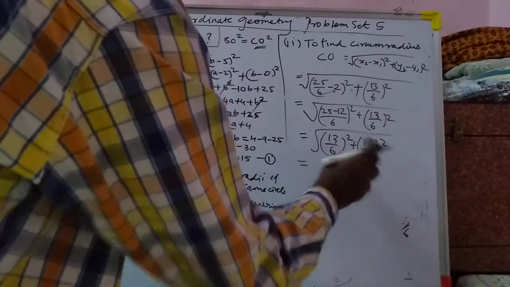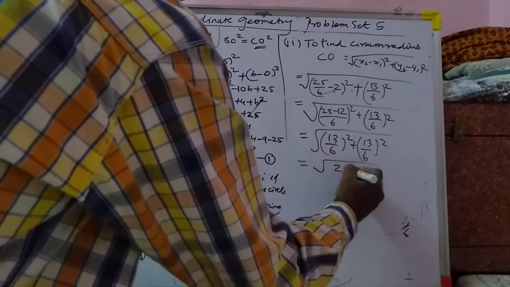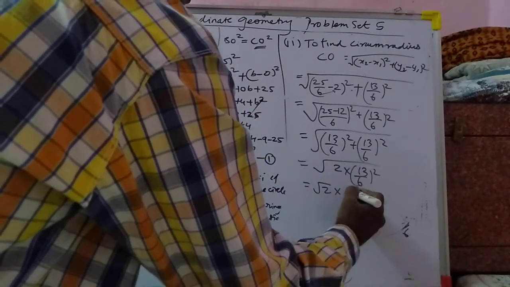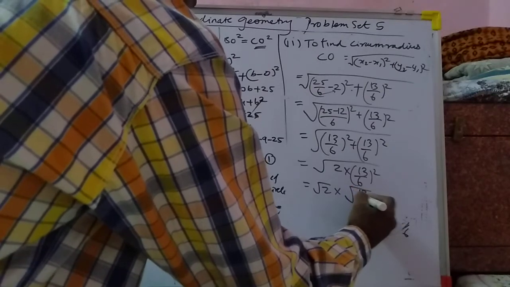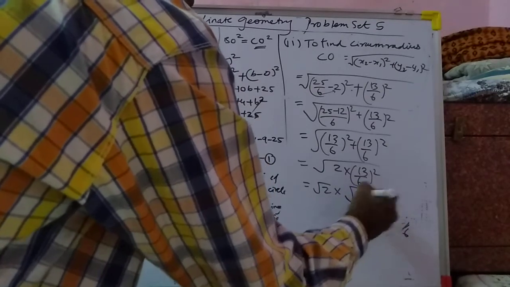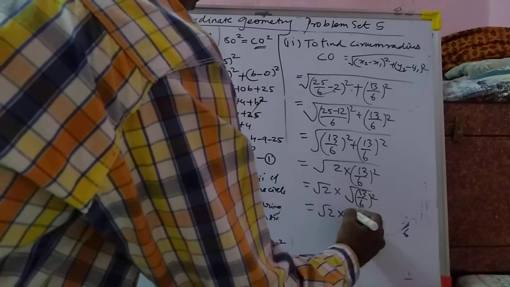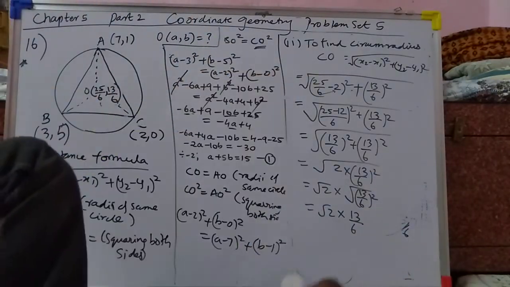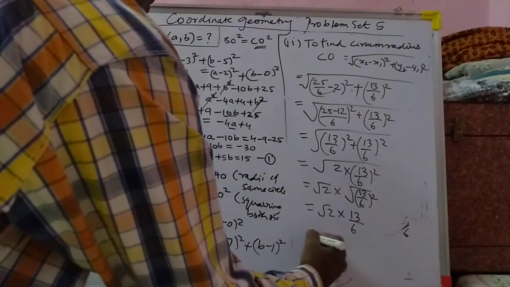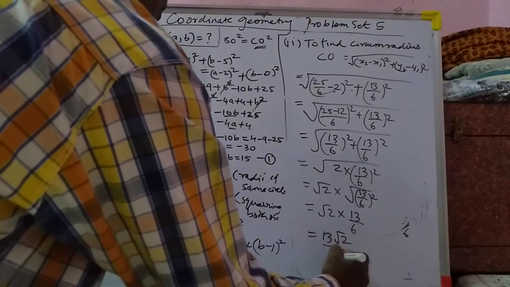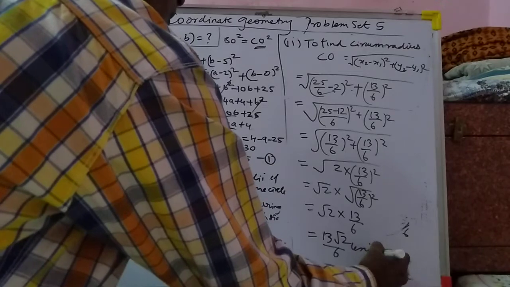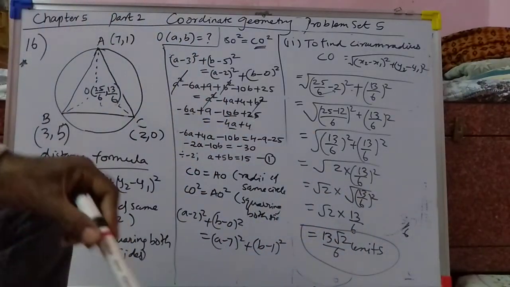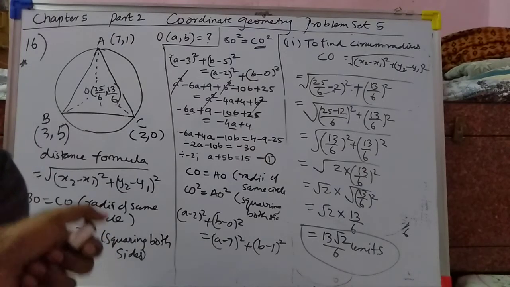So that is 2 times, coming 2 times. So it is 2 into 13/6 the whole square. So root 2 into root 13/6 the whole square. So you can cut it. It will become root 2 into 13/6. Okay. So that we can write it. So that is equal to 13 root 2/6 unit. So I hope you got that. काफ़ी डिफिकल्ट प्रॉब्लम है, लेंथी है.